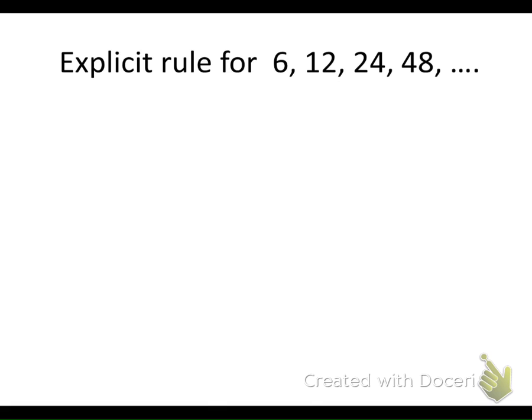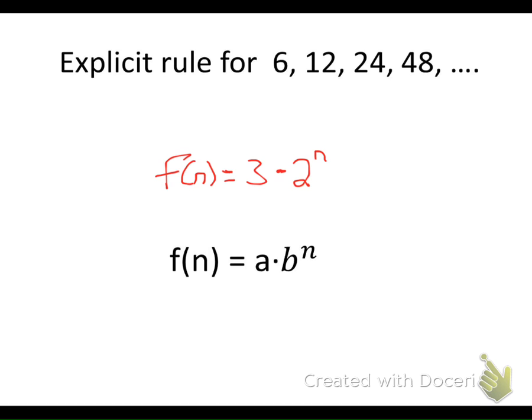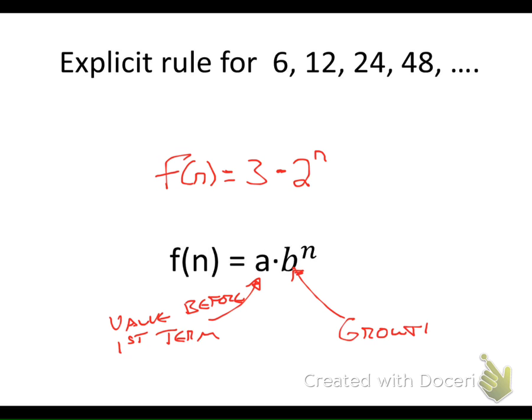And just to hammer it home, we see on the last slide that for this same sequence, f of n, the nth term, would be that 3, that value before the first term, times our growth rate to the nth power. So if you wanted to generalize it, you could say a times b to the n, where a is, once again, that value before the first term, and that b value is our, oops, I almost called it a growth rate. I'm thinking exponential functions. That b value is our common ratio.